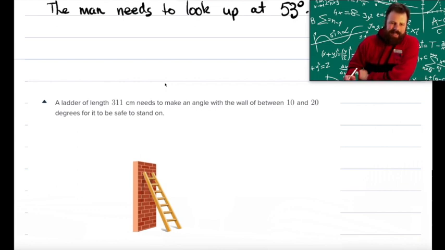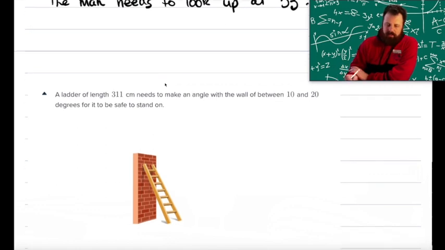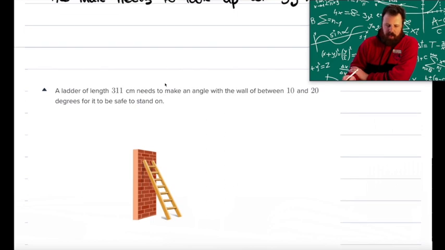A ladder of length 311 centimeters needs to make an angle with the wall between 10 and 20 degrees for it to be safe to stand on. And here we have a little bit of a diagram, but it's not really clear that there's a triangle there. So let's draw in this triangle. So what I have is I have the ladder. It comes out from the wall, and the wall is going to meet the ground at right angles, and the ladder forms our hypotenuse. So there is our triangle that we have in the diagram.